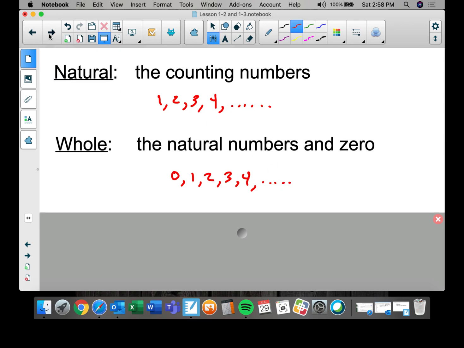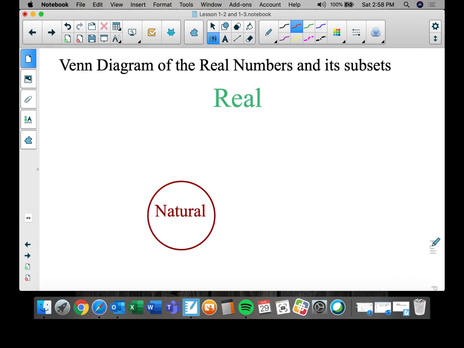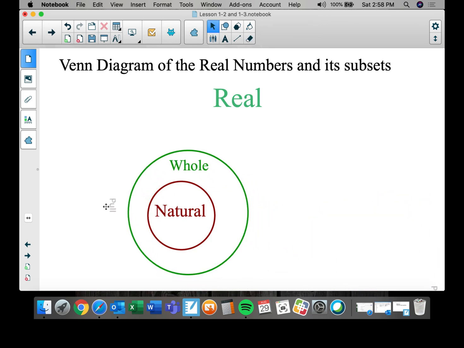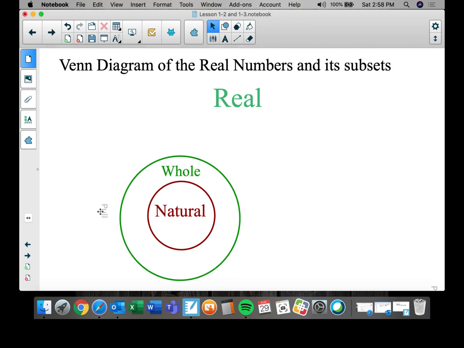So again, if we go to our Venn diagram, now I can add the whole numbers just a little bit bigger than the natural numbers. It includes all of these numbers plus one more, so it's a little bit bigger set.